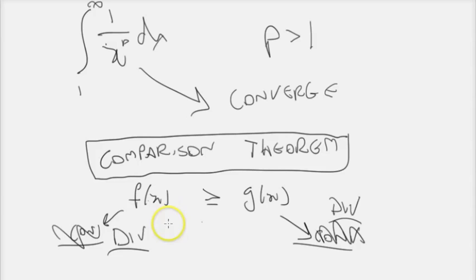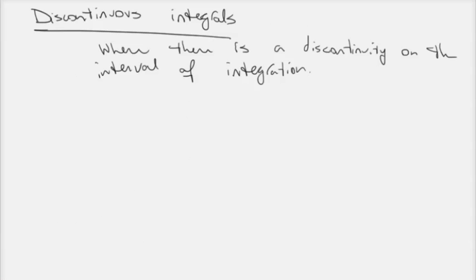are discontinuous integrals. So discontinuous integrals, the name is kind of self-explanatory. It's when there's a discontinuity on the interval of integration. And there are two different kinds of cases of this kind of improper integral. We've got the kind where the discontinuity happens on the endpoints of the integral. So if we have an integral like this, the limit as t approaches 2, between t and 5 of dx over root x minus 2.